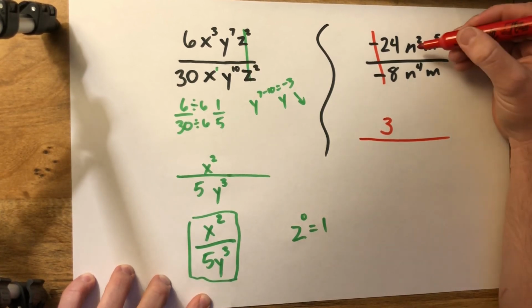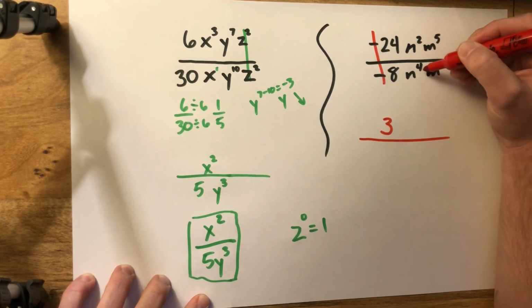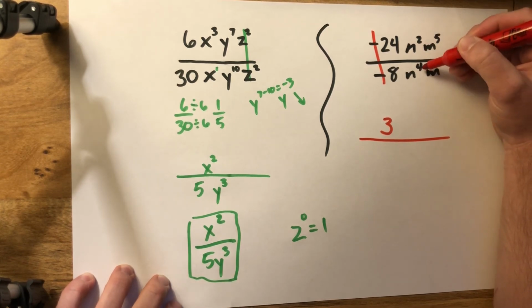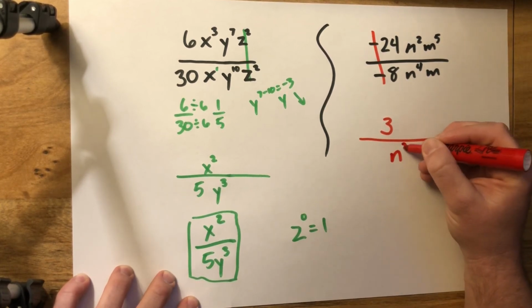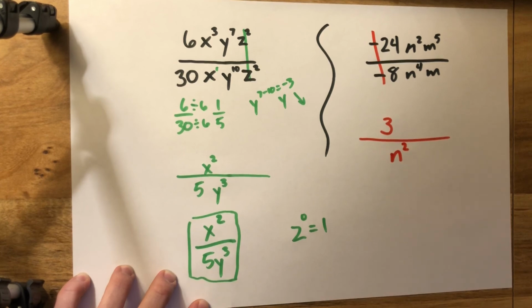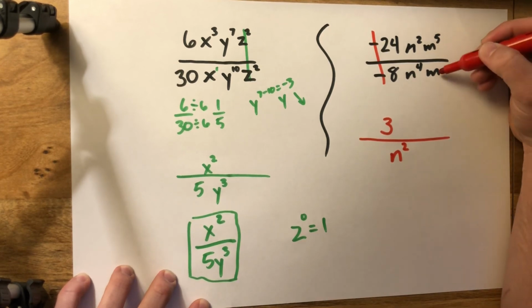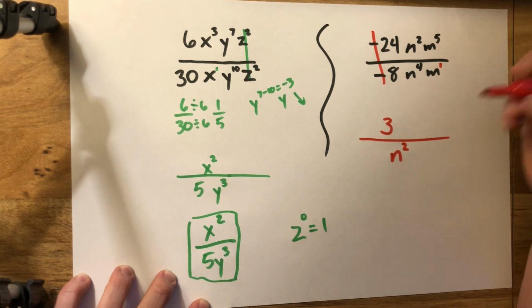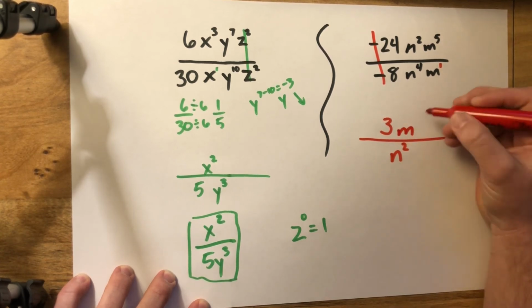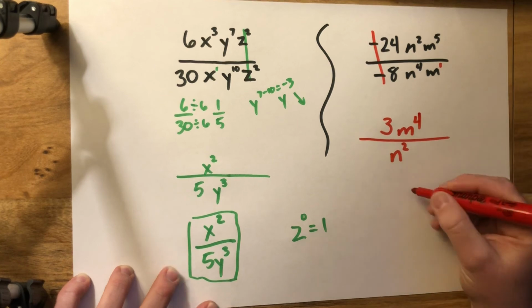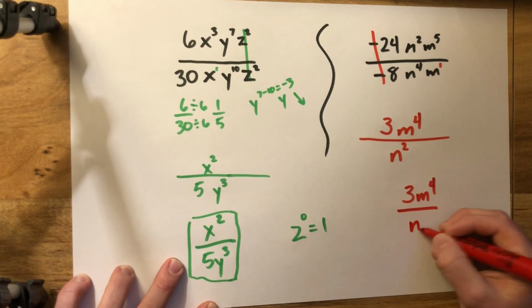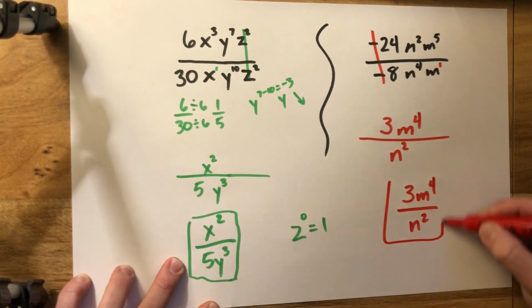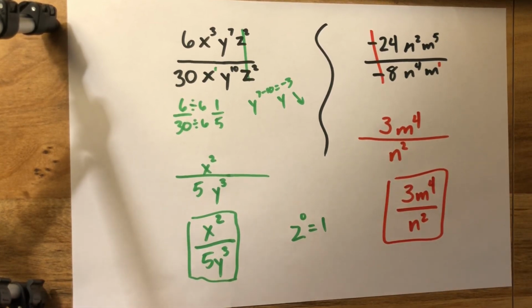There we go. We have n to the second and n to the fourth. We need to reason that 2 minus 4 would be negative 2, which then sends it to the bottom, or n to the positive 2 on the denominator. M to the fifth, m to the first, 5 minus 1 is 4, so m to the fourth. We'll just say 3m to the fourth divided by n to the second power. That's dividing monomials, or simplifying using division in monomials.